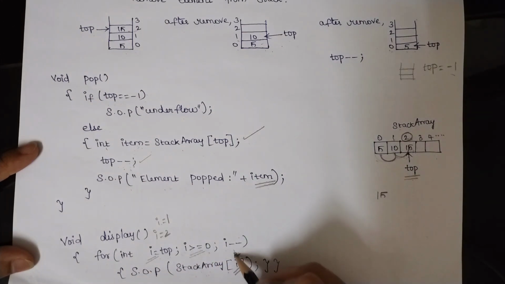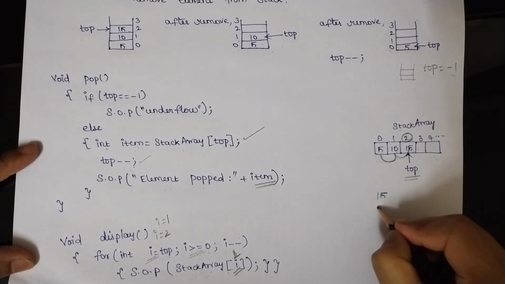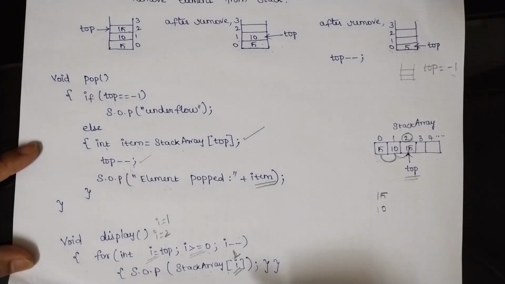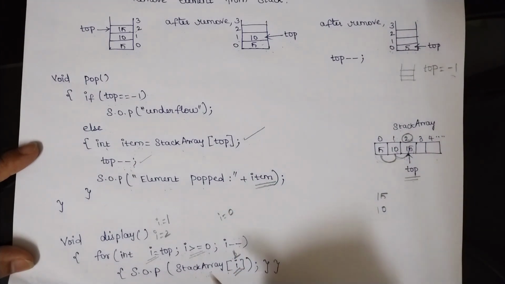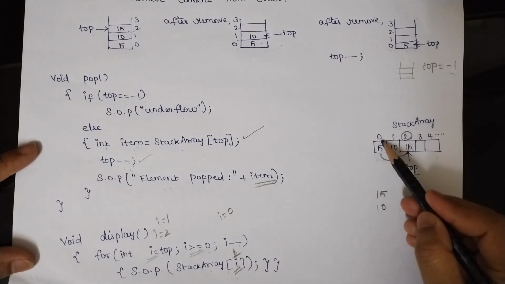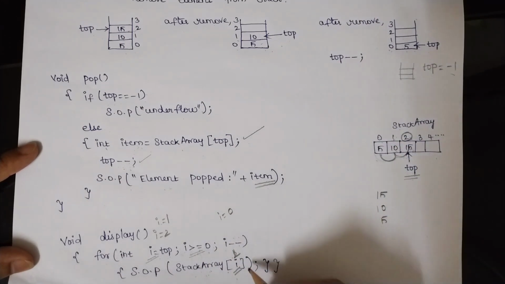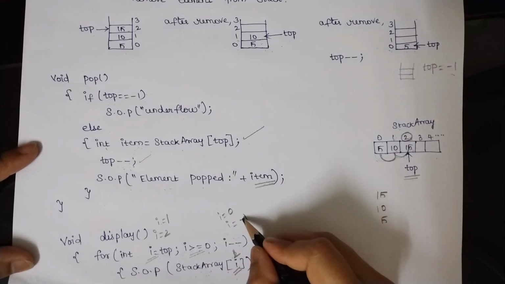Now what is the value of i? It is 1. What is stack array of 1? It contains 10, so this will display the value 10. Again it performs a decrement operation and i becomes 0. It checks the condition, the condition is true, and it enters the block. What is stack array of 0? It is 5, so 5 gets displayed. Again it comes here and decrements the value. Now i becomes minus 1, since 0 minus 1 is minus 1.